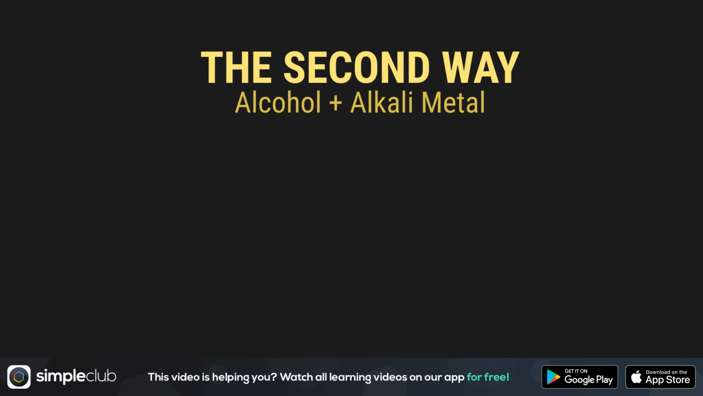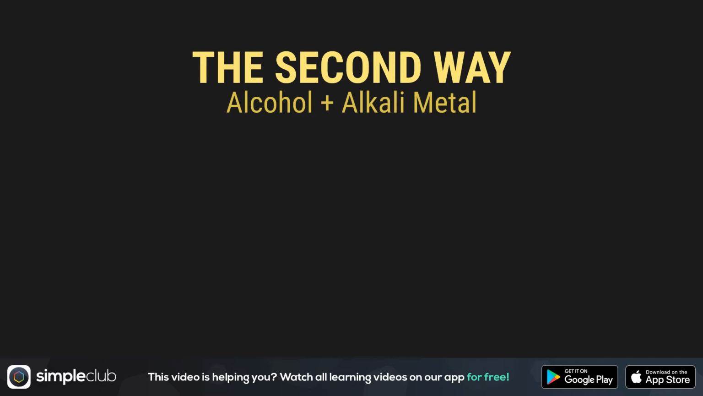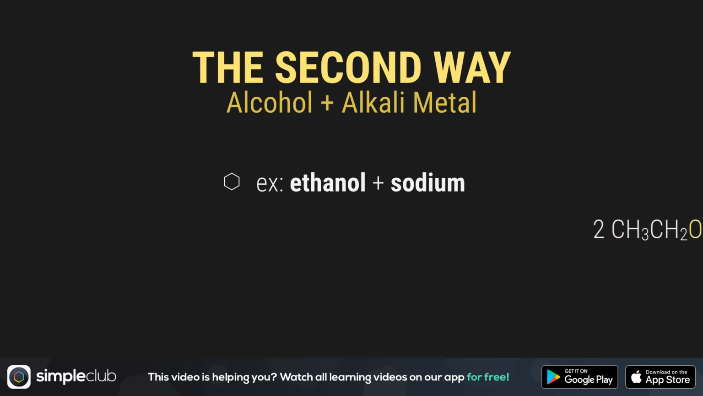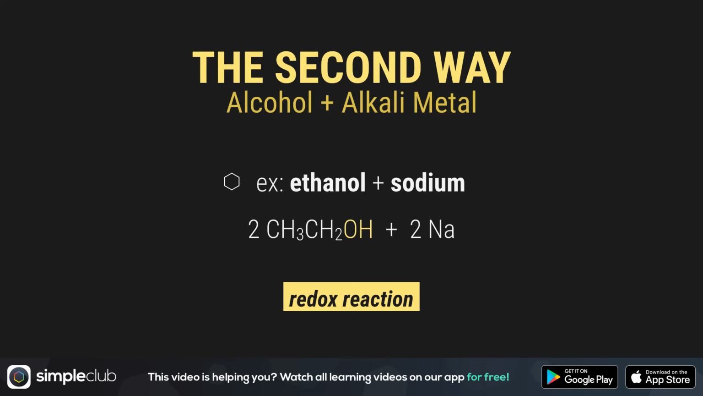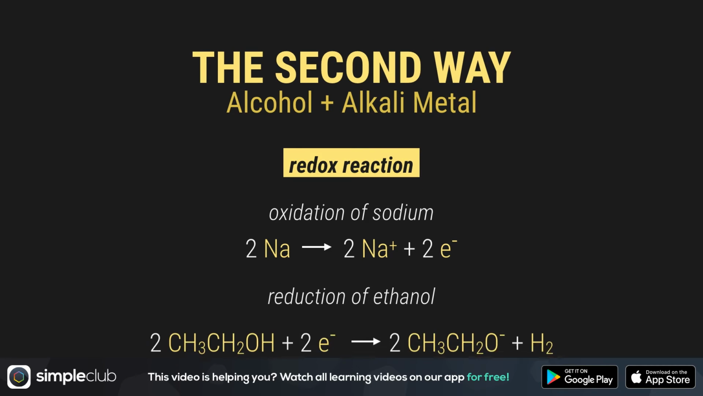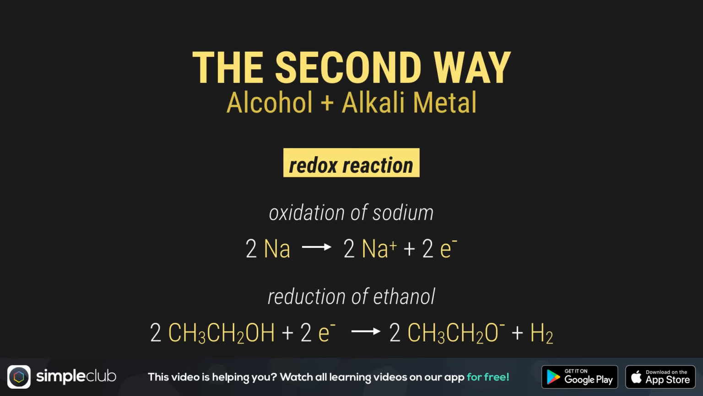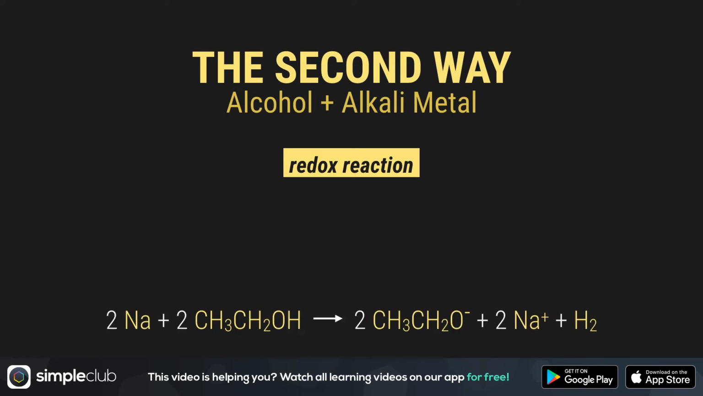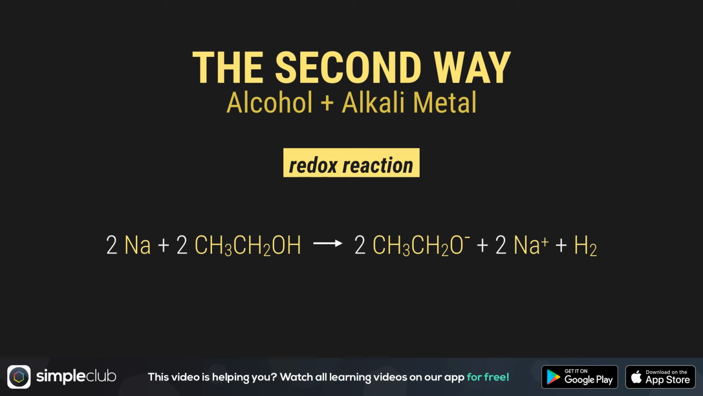Now the second way is to react alcohols with alkali metals. We'll show you what we mean by reacting ethanol with sodium. We're going to need 2 ethanol molecules and 2 sodium atoms. And this time, we're dealing with a redox reaction. The sodium gets oxidized and the ethanol gets reduced, releasing 2 hydrogen atoms as hydrogen gas. So the products are ethoxide, sodium ions, and hydrogen gas.